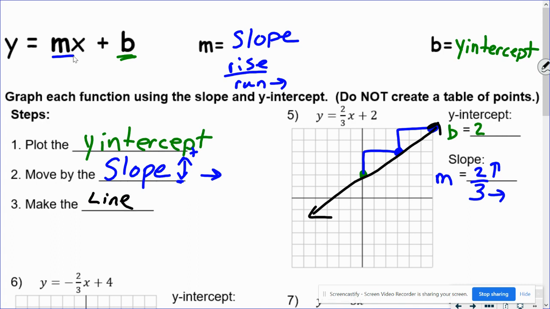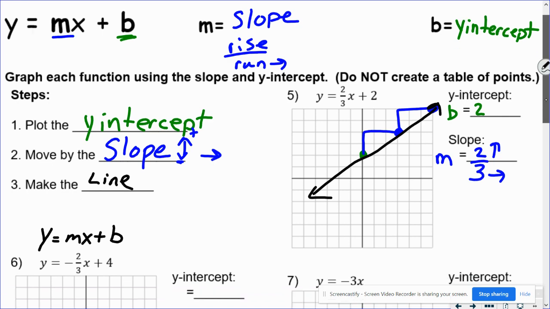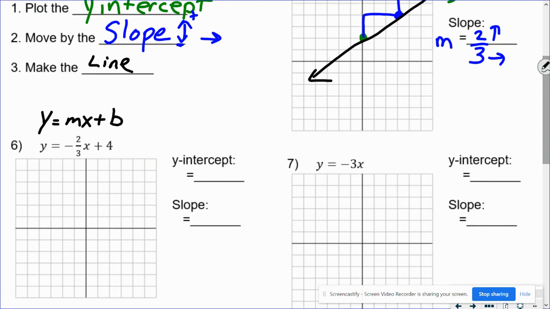Okay. All right, number 6. You need to rewrite y equals mx plus b. Y-intercept is always b, slope is always m. Okay, b, m. So what is my y-intercept? Nope. What are we adding? We're adding 4. So that tells me to start here.